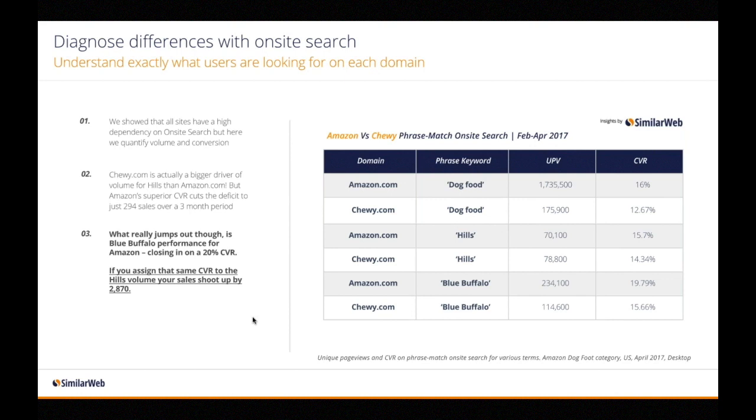1 in 5 people that go to Amazon and type in Blue Buffalo, and this is phrase match, so any word containing Blue Buffalo, end up buying a product, which is really, really, really high. And if a company like Hills were to get the same kind of conversion rate for their 70,000 searches, they'd increase their sales instantaneously by 3,000 sales a month, which is pretty phenomenal granularity. And as I said, Amazon now lets you bid on things like this. So this becomes almost like a hidden channel that your competitors don't have access to, and it gives you a great advantage over them.